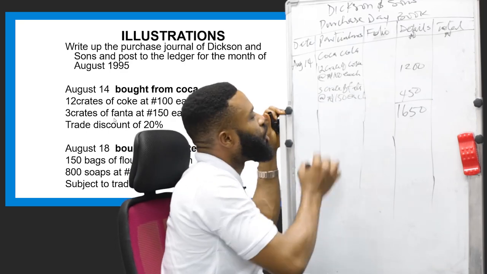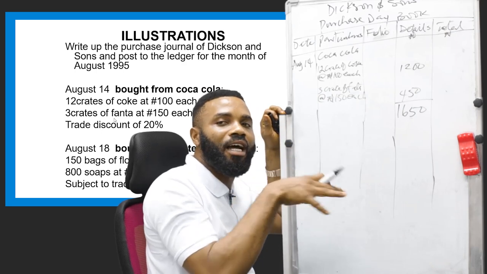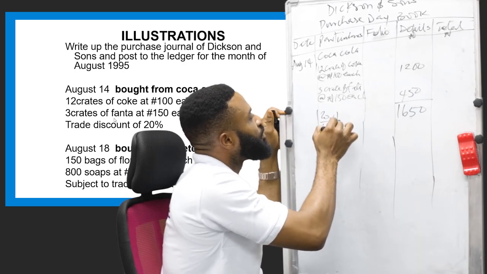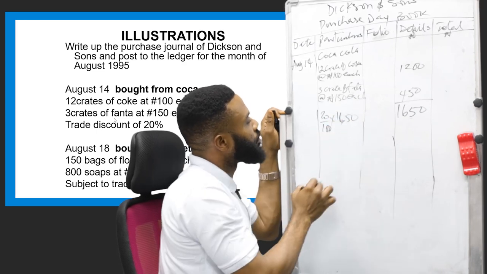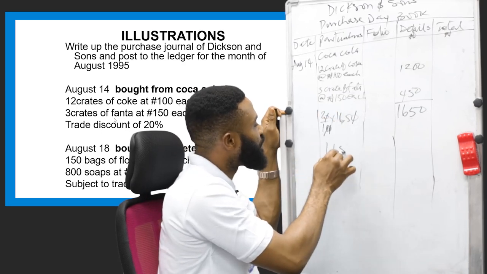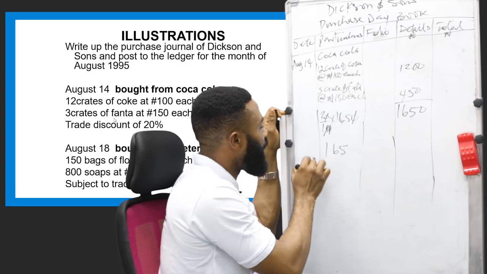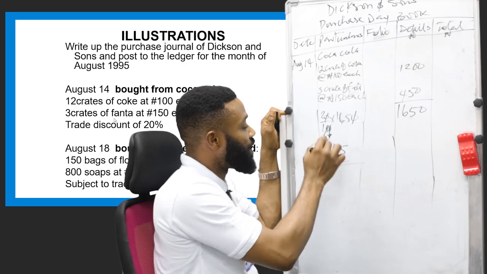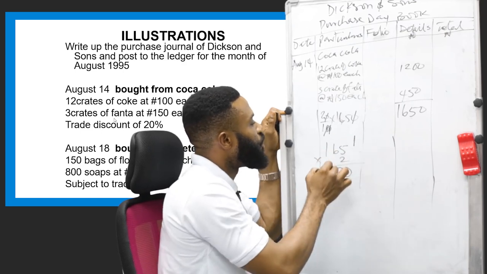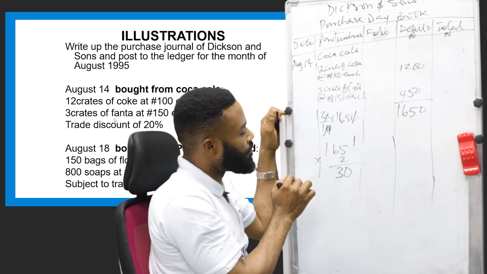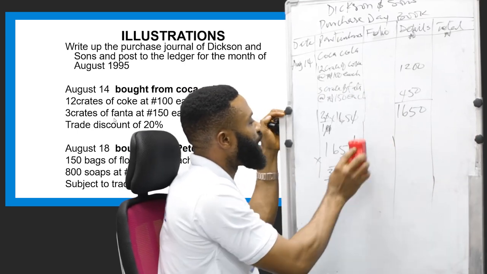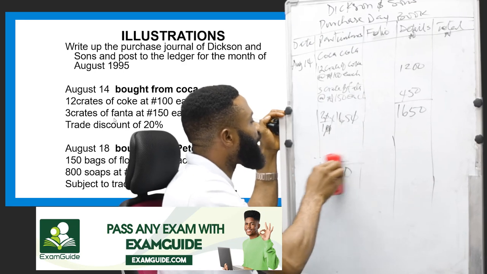Because of that trade discount, you are going to charge that discount on this value. So you have 20 over 100 times 1,650. We cancel this zero, and this zero. You'll be left with 165 times 2. Let's do it together. 2 times 5 is 10, carry 1. 2 times 6 is 12, plus 1 is 13, carry 1. 2 times 1 is 2, plus 1 is 3. So your discount here is simply 330.